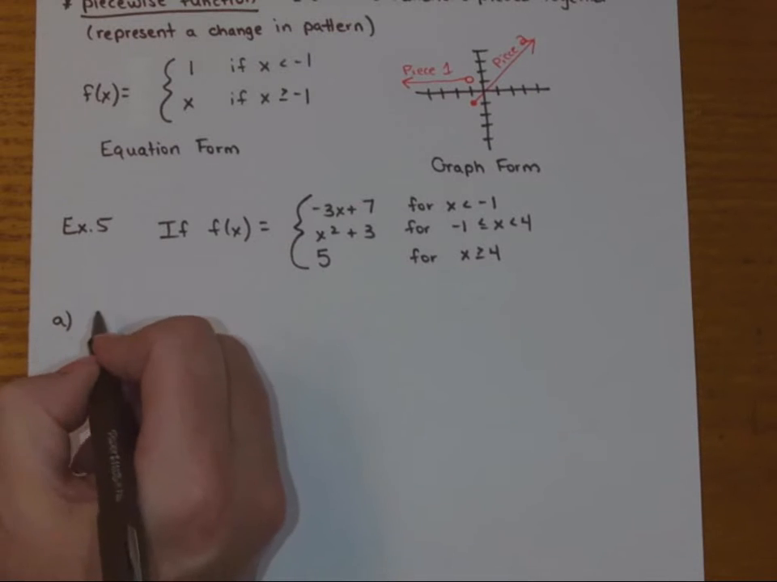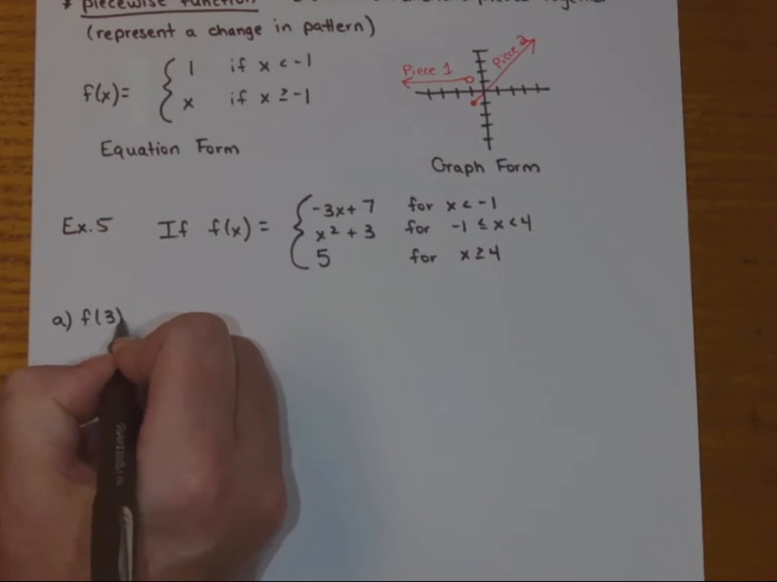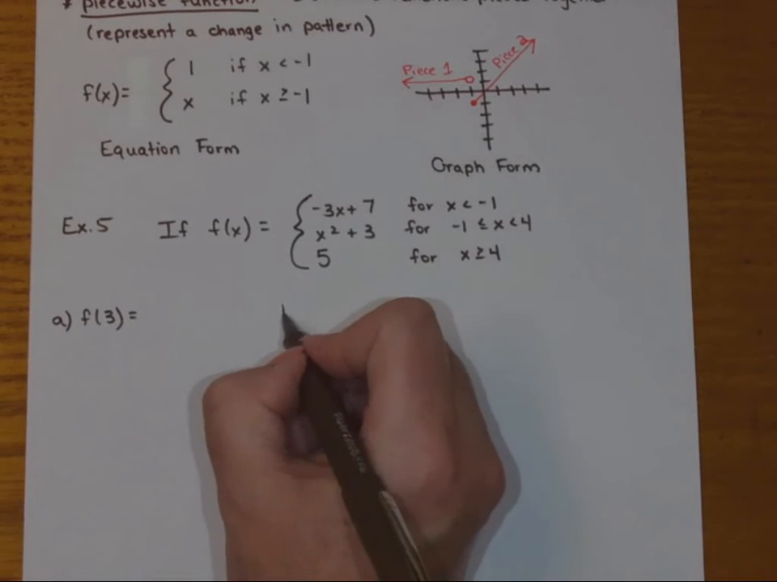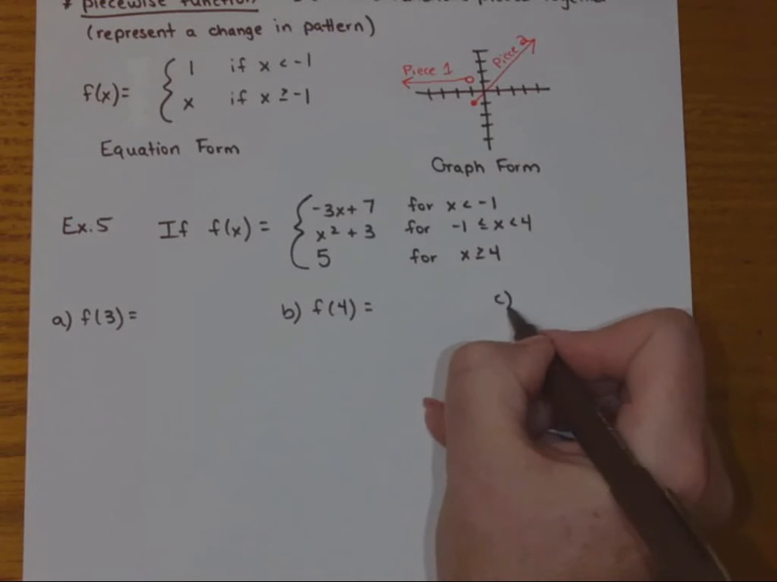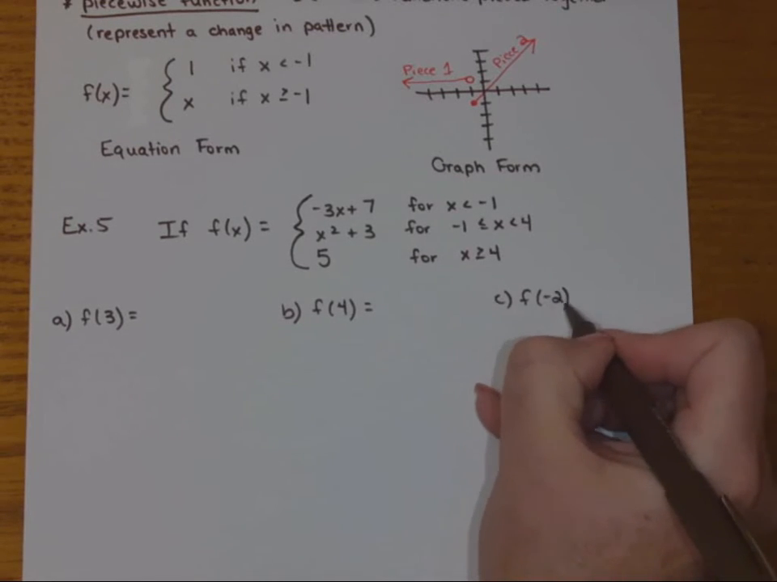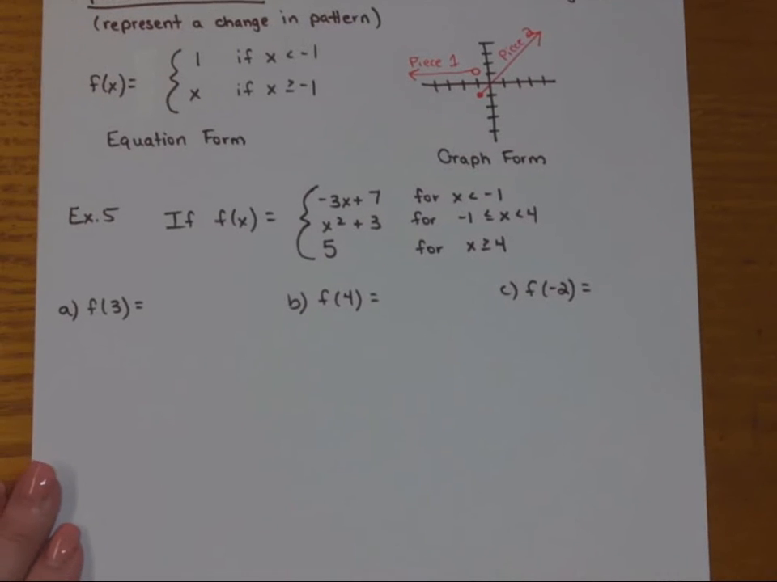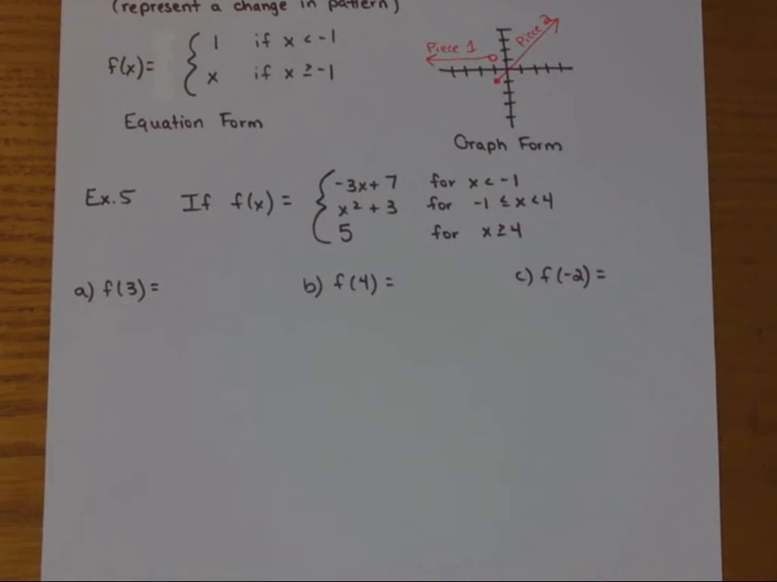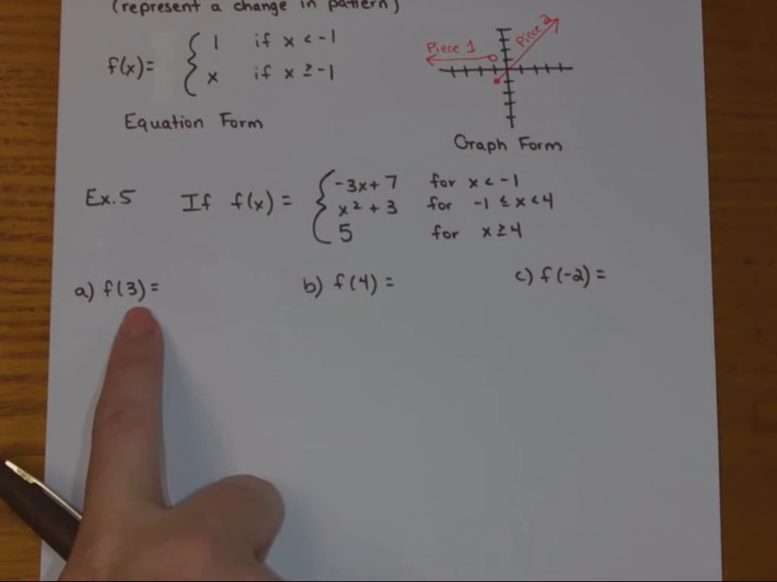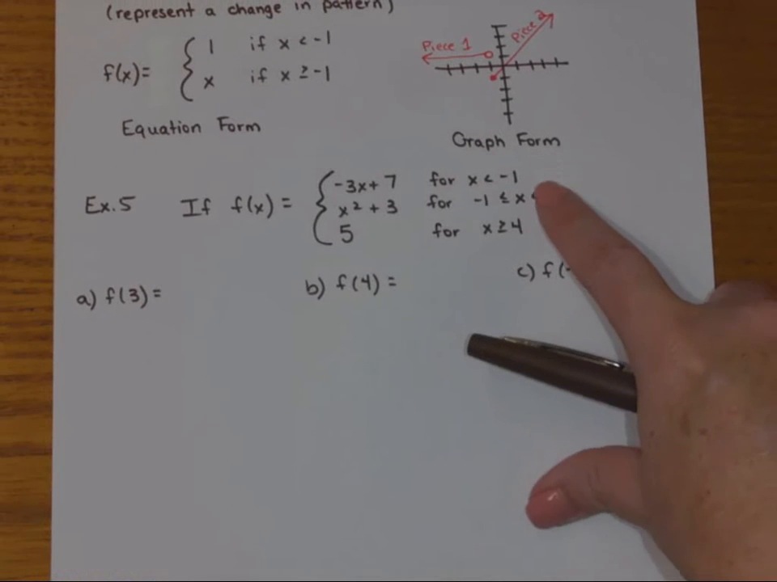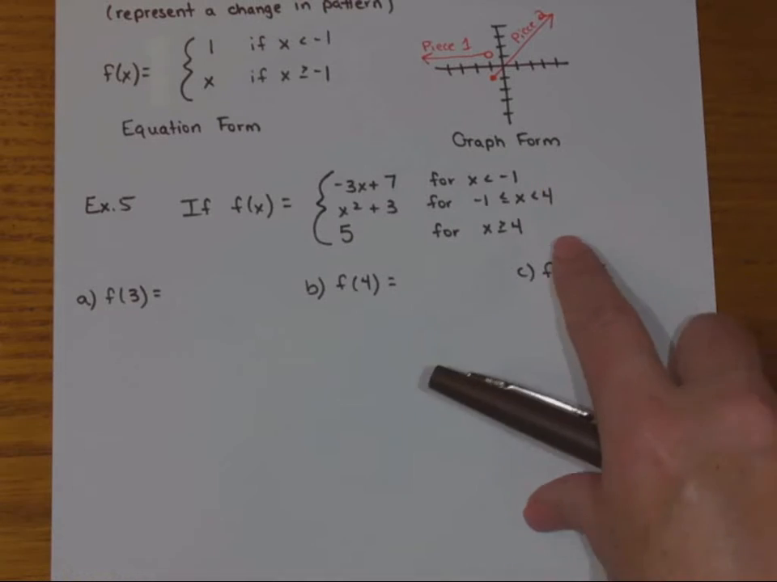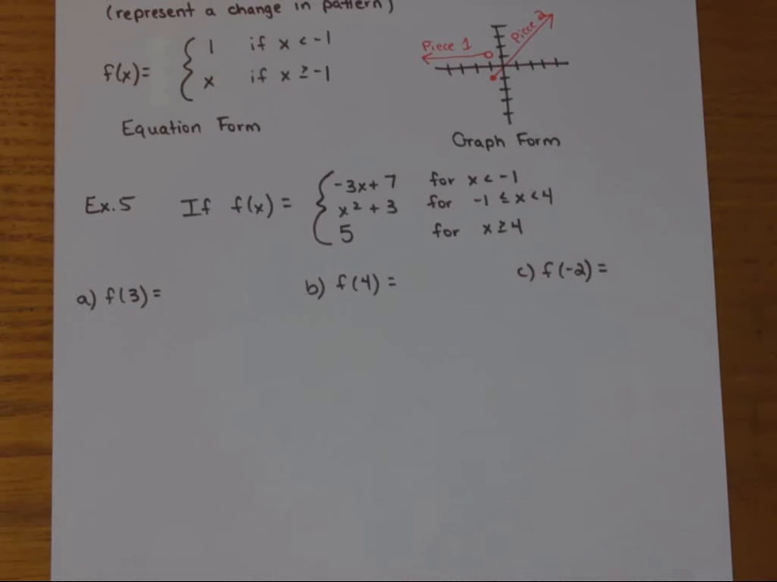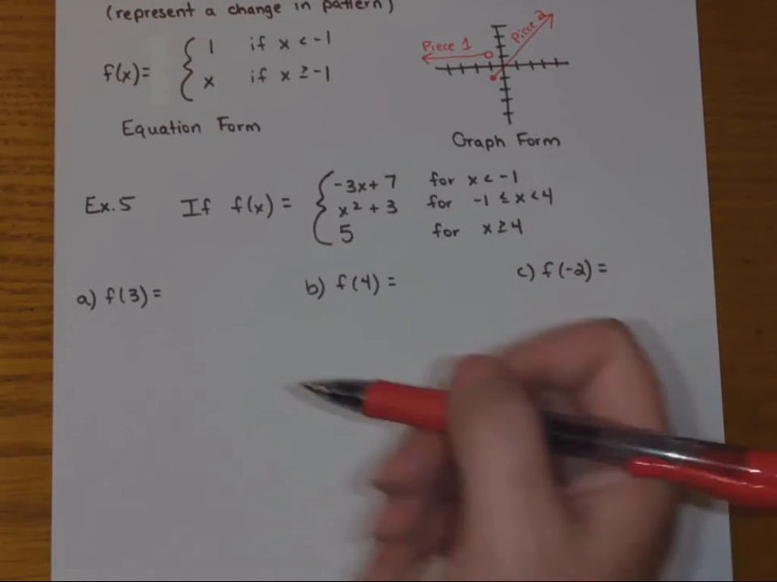So let's say I gave you 3 function values I wanted you to find. f of 3, f of 4, and f of -2. Notice before when we did these last week, f of something just means go plug that in. But the question becomes, which one? Which equation should I be using to plug it in? And it all has to do with whatever your x value is at that spot.